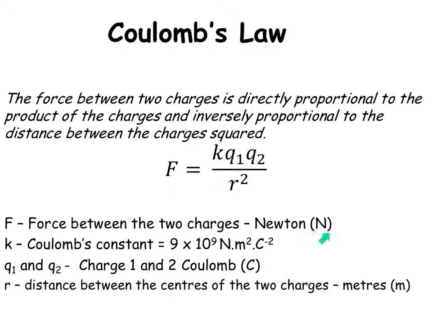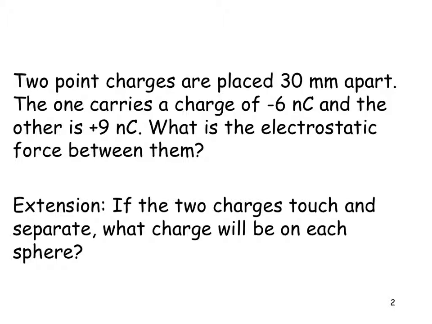The force between the two charges is measured in newtons. Coulomb's constant is 9 times 10 to the power of 9. The minute I've got a constant, I have to use the correct units. I must use coulombs, I must use newtons, and I must use meters. The charges must be measured in coulombs, and the distance between their centers must be given in meters or calculated into meters. So if I've got 2 point charges and they are placed 30 millimeters apart, the one that carries a charge of -6 and the other one positive 9. What is the electrostatic force between them?